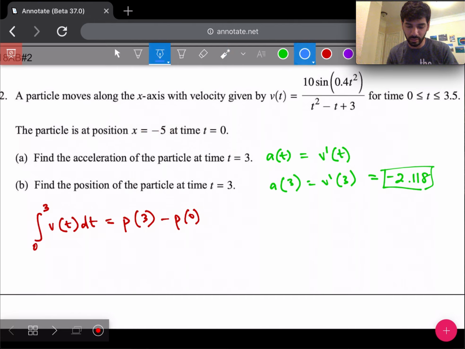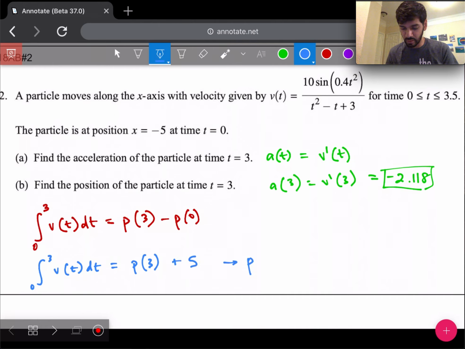So I'm going to rewrite this one more time. So 0 to 3 are my bounds. P of 3 is what we're trying to find. And this is minus p of 0, minus -5. P of 0 is -5. So minus a -5 is a +5 right here.